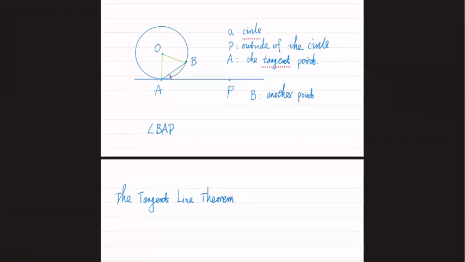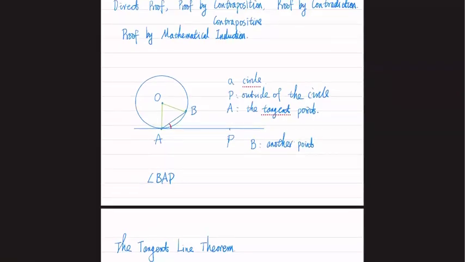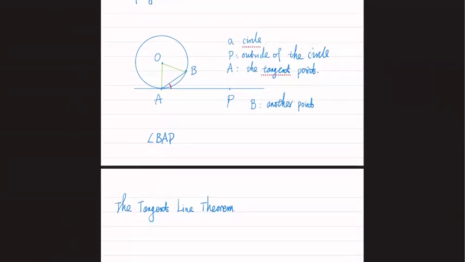Okay, let's check the picture. The tangent line theorem. Tangent chord, not the tangent line, the chord. Let me correct. Tangent chord. The tangent chord theorem. We have a tangent line and a chord. So we call this the Tangent-Chord theorem.